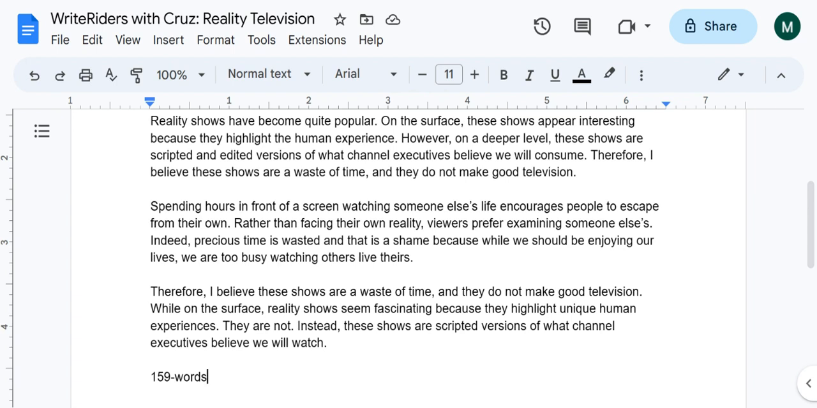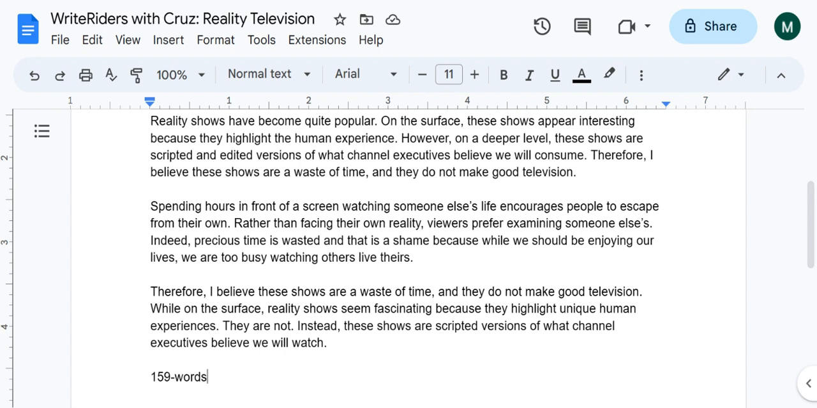So let's take a look at what we have here. Reality shows have become quite popular. On the surface, these shows appear interesting because they highlight the human experience. However, on a deeper level, these shows are scripted and edited versions of what channel executives believe we will consume. Therefore, I believe these shows are a waste of time and they do not make good television. Spending hours in front of a screen watching someone else's life encourages people to escape from their own. Rather than facing their own reality, viewers prefer examining someone else's. Indeed, precious time is wasted, and that is a shame because while we should be enjoying our lives, we are too busy watching others live theirs.